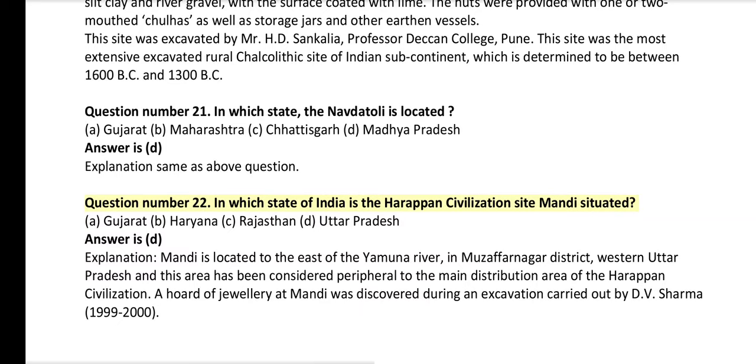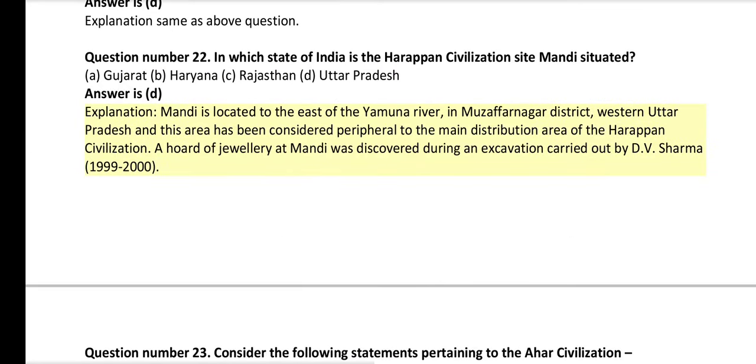Question number 22. In which state of India is the Harappan civilization site Mandi situated? A. Gujarat. B. Haryana. C. Rajasthan. D. Uttar Pradesh. Answer is D. Explanation. Mandi is located to the east of the Yamuna River in Muzaffarnagar district, western Uttar Pradesh, and this area has been considered peripheral to the main distribution area of the Harappan civilization. A hoard of jewelry at Mandi was discovered during an excavation carried out by D. V. Sharma, 1999-2000.